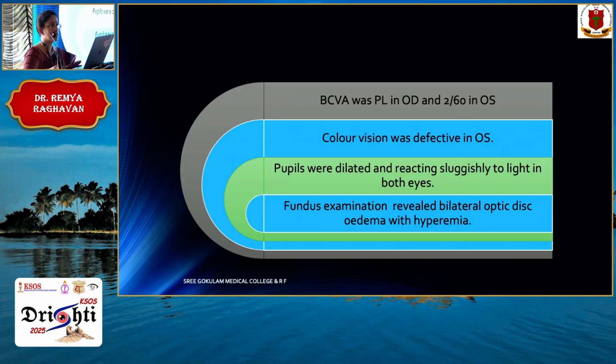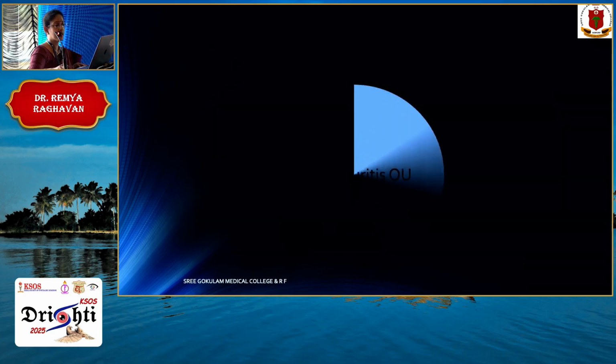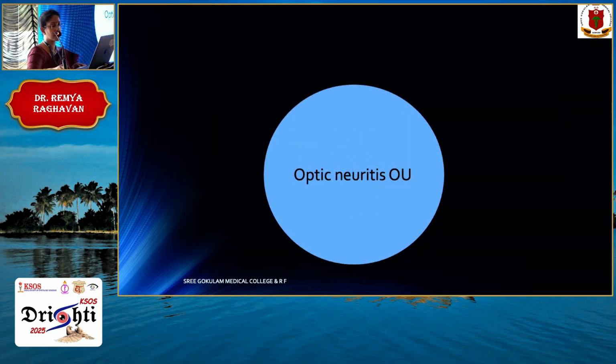And on examination, the best corrected visual acuity in the right eye was perception of light, and in the left eye it was 2/60. Color vision was defective in the left eye, and pupils were both dilated and reacting sluggishly to light in both eyes. And fundus showed bilateral optic disc edema associated with hyperemia. So we made a diagnosis of optic neuritis both eyes.